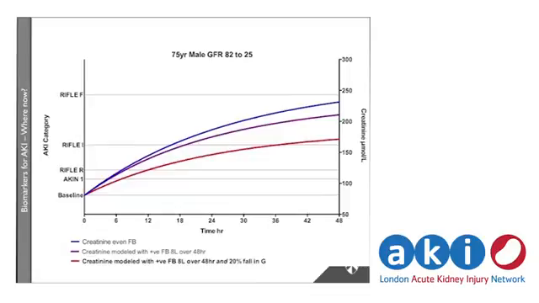And this just illustrates this. This is a 75-year-old male whose GFR has decreased from 82 to 25. And the blue line shows how the creatinine would increase. And you can see it's going through these different definitions of AKI. This is the older terminology, but this is essentially stage 1, stage 2. Stage 3 you're not quite getting to, but you will do eventually over a long period of time.